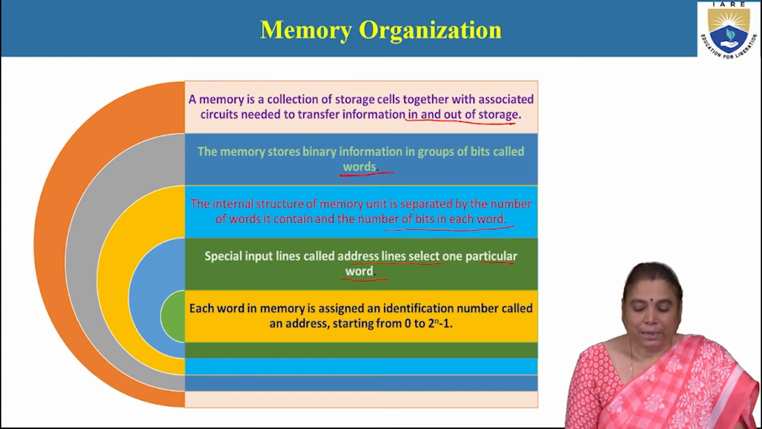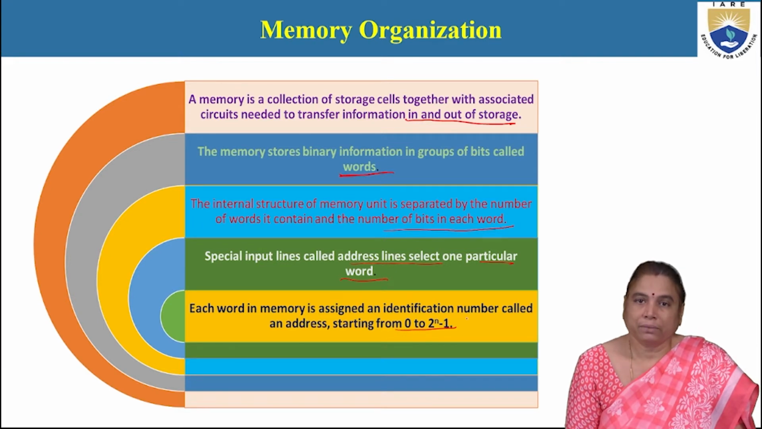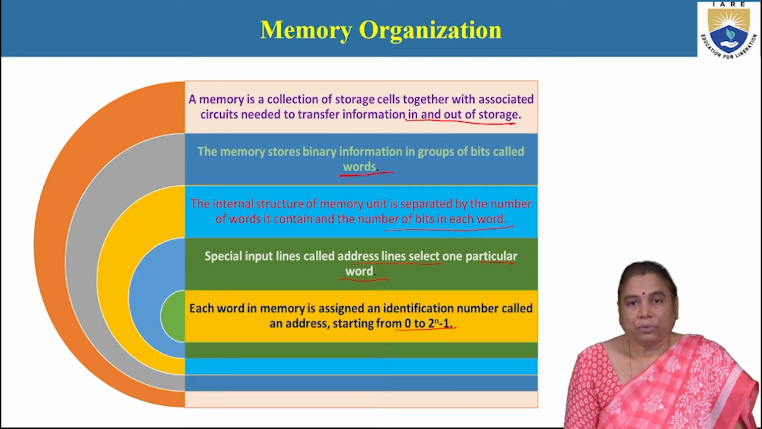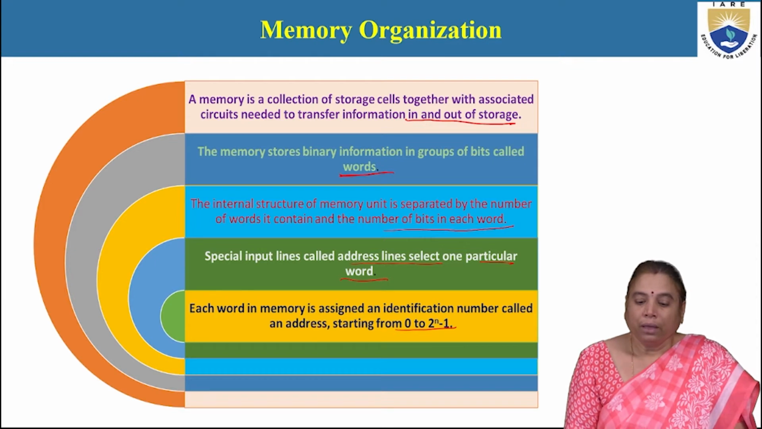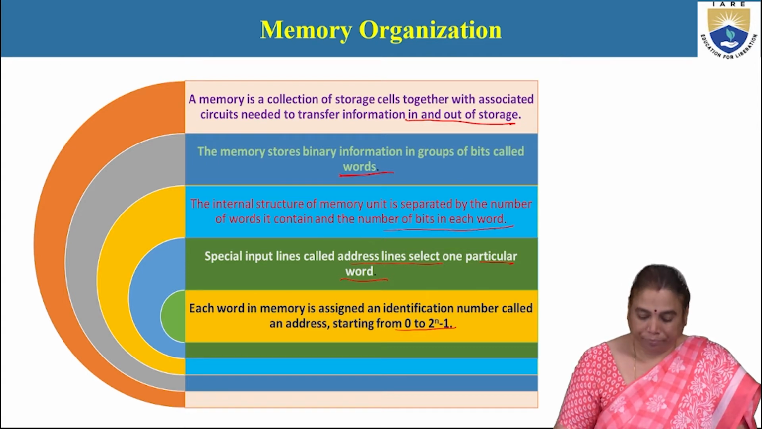Each word in memory is assigned an identification number called an address, ranging from 0 to 2 power n minus 1, where n is the number of address lines. That is the address space of the memory. For each word, a unique number is assigned in the memory, and that unique identification number is called the memory address.